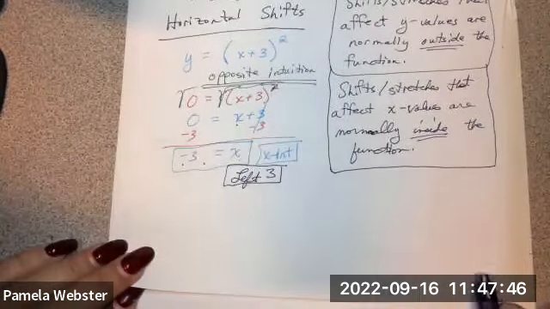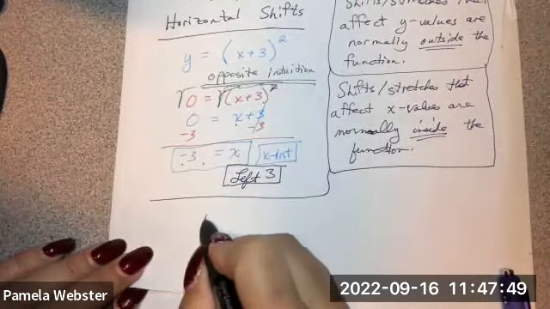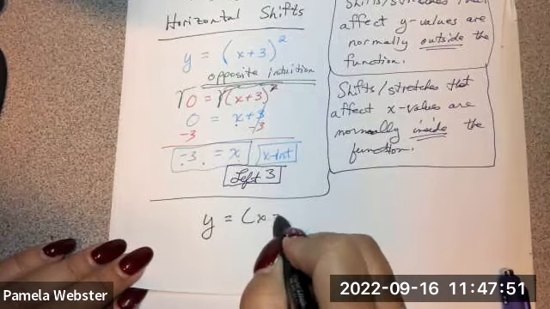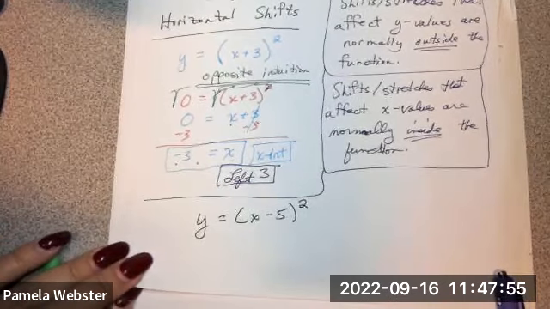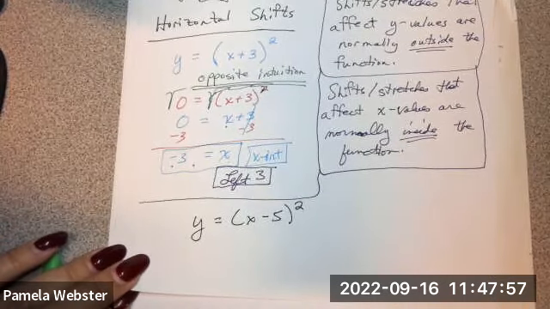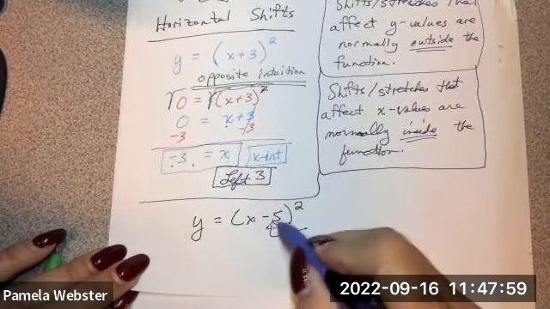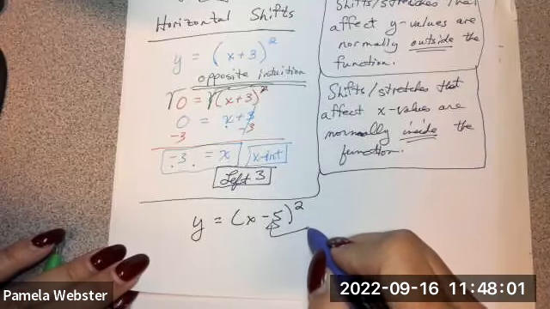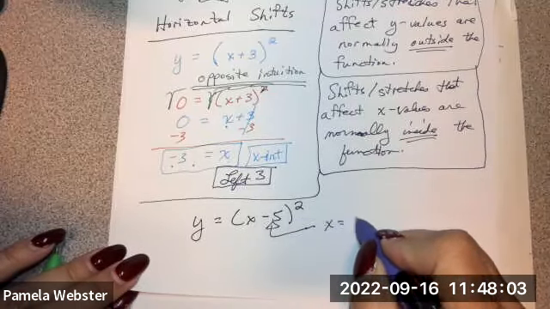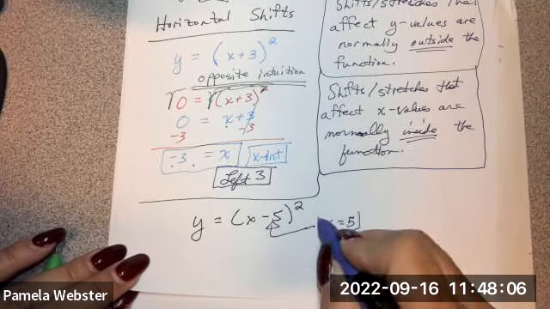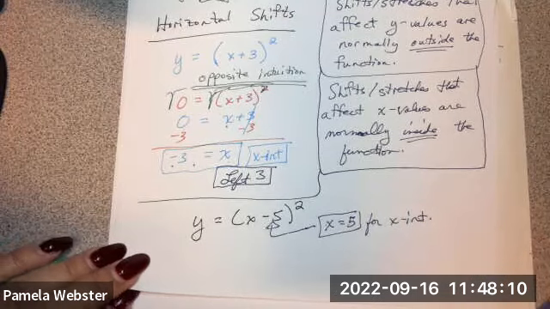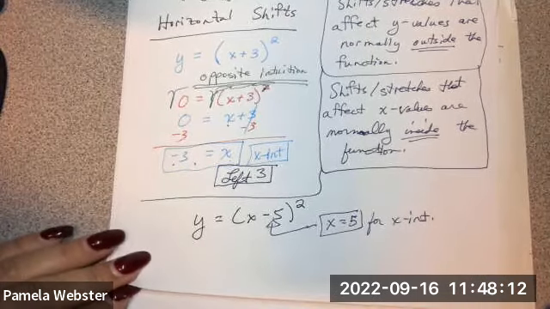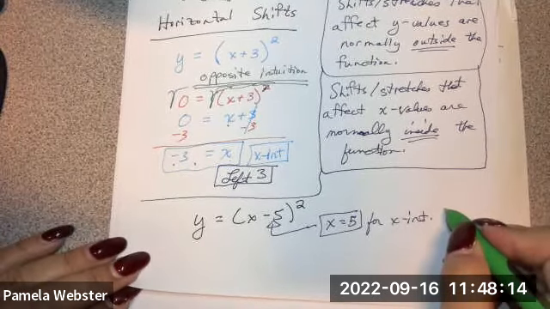If it was y equals x minus 5 squared, if we go by what we just said, we think this is going to end up being x equals +5 for my x-intercept. Okay, because it's the opposite, which means I'm going to pick up that x-intercept and I'm going to move it what?